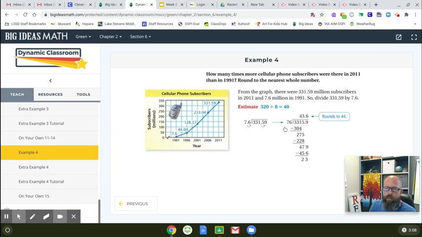But when you write it out like this, 331.59 divided by 7.6, remember we have to move the decimal place one spot to make this a whole number. So I have to do the same thing here, and it becomes 76 on the outside. All right. Then you do all your division, and you end up with 43.6, and then you keep going. But notice how this says it rounds to 44, because in the directions it says round to the nearest whole number. So in Big Ideas, if you put 43.6, that's going to be wrong, unfortunately. So make sure you read those questions.